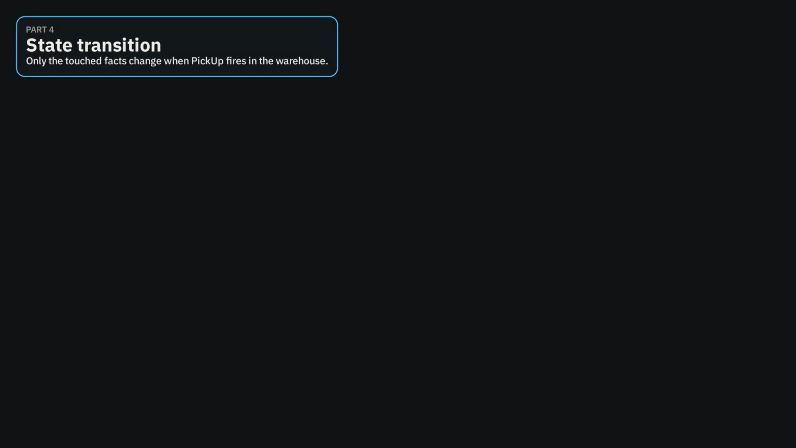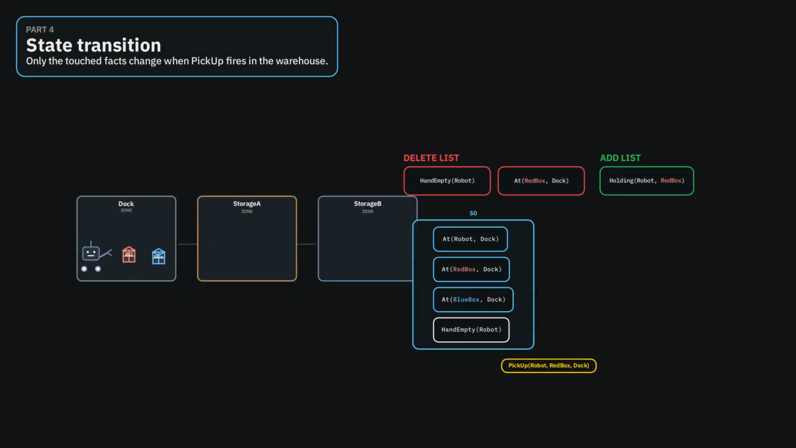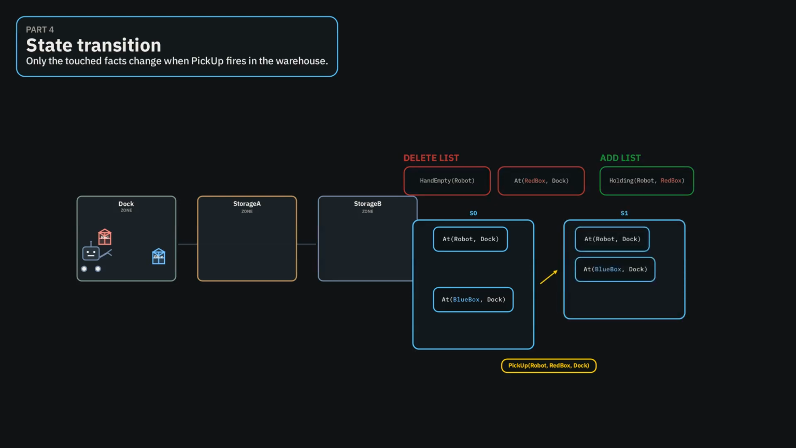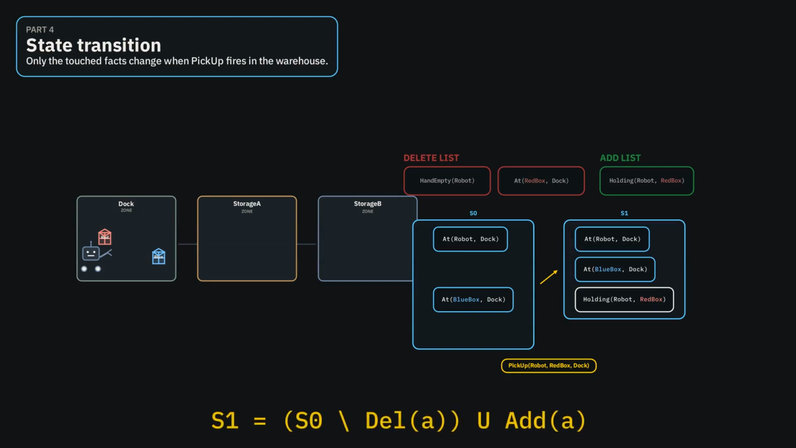The action fires. Watch the state update precisely. The delete list acts first. The robot is no longer empty-handed, and red box is no longer sitting at the dock. Then the add list inserts one new fact. The robot is holding red box. Everything else survives quietly. The robot is still at the dock and blue box is still at the dock. The rule is simple. New state equals old state, minus the delete list, plus the add list.